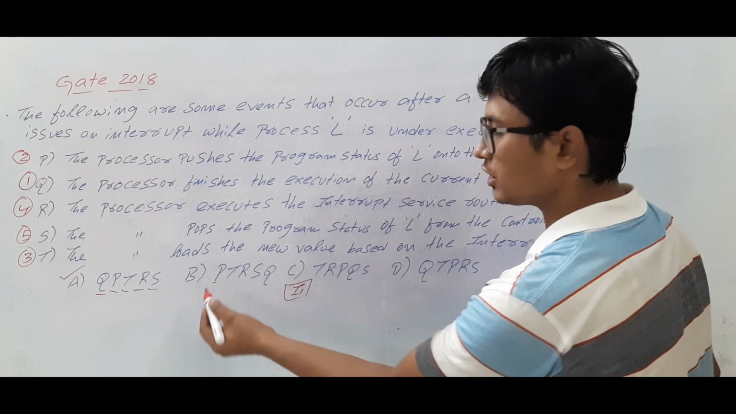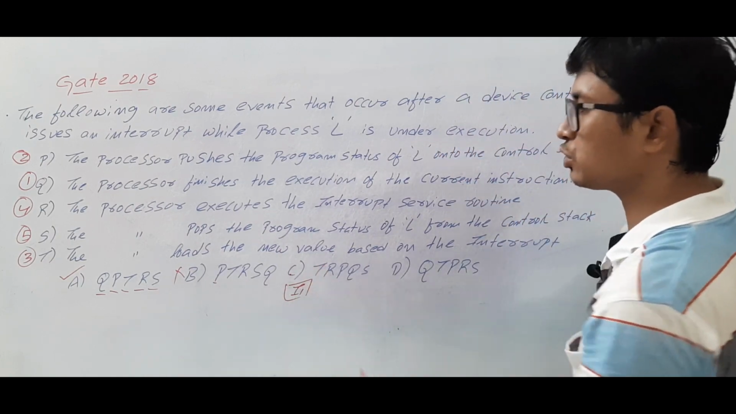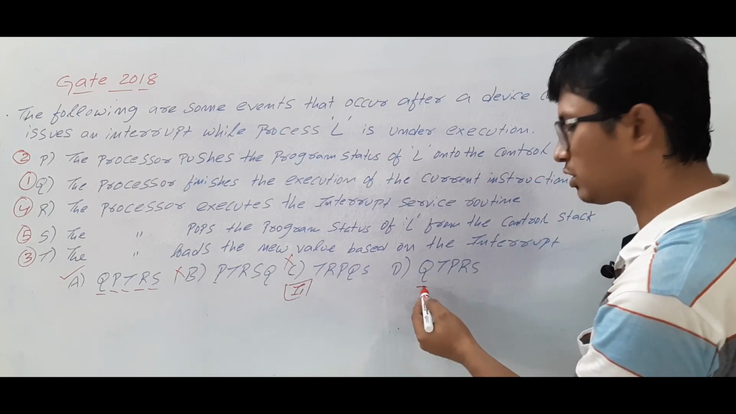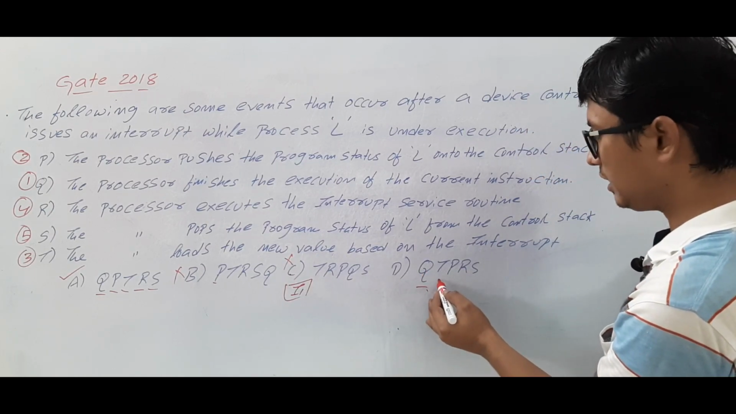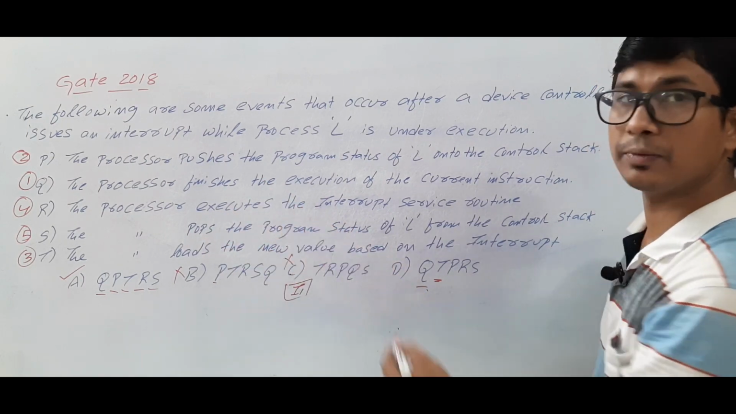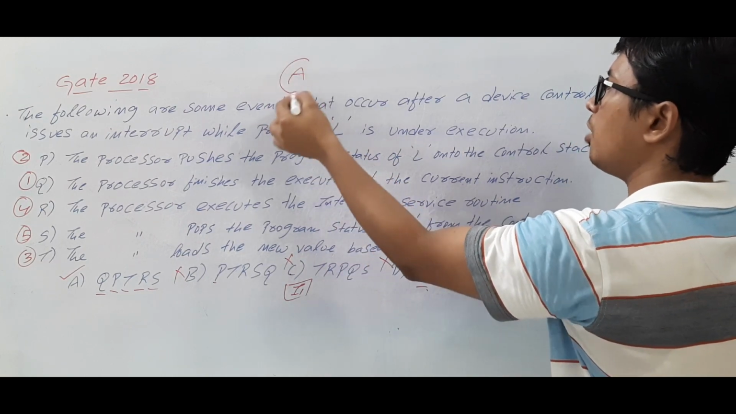Whereas another option says it should start with P, so it is not right. Another says it should start with T, which is wrong. Another says it should start with Q, and up to here it is okay, but then it says after step 1 you should go and execute step 3, which is wrong. So the right answer for this question is option A.